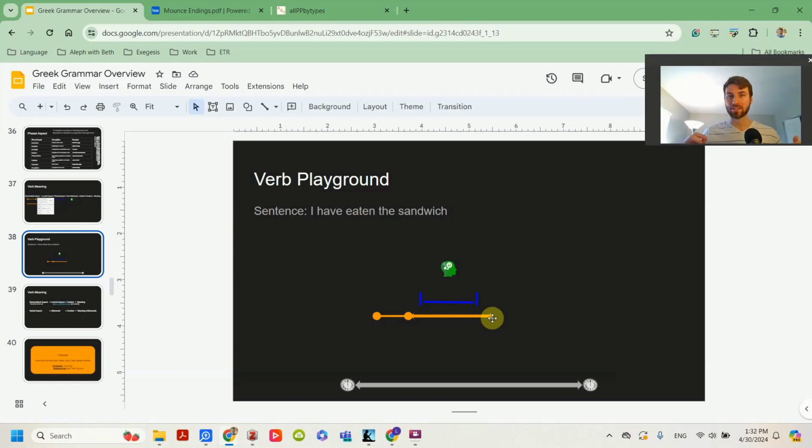Okay? That's what the perfect means. I have eaten my sandwich, meaning I'm in a state now where the sandwich is finished because in the past I ate it. And so thinking about it like this, I'm referring to the present state, usually in the perfect verb, but this state only came about from a past action.